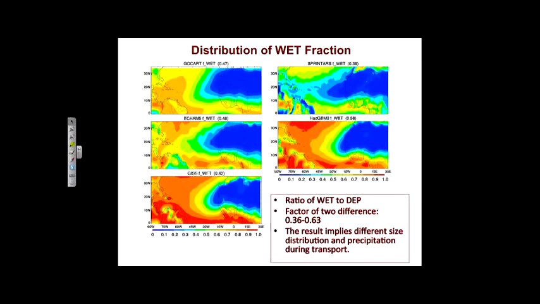I will show that later, but the magnitudes and distributions are different, the patterns are different, and the seasonalities are different in wet deposition too, wet efficiencies too. And also the different size distribution plays an important role here too.